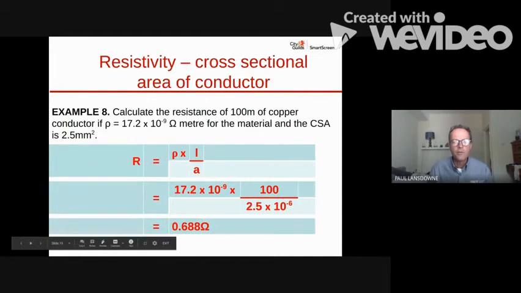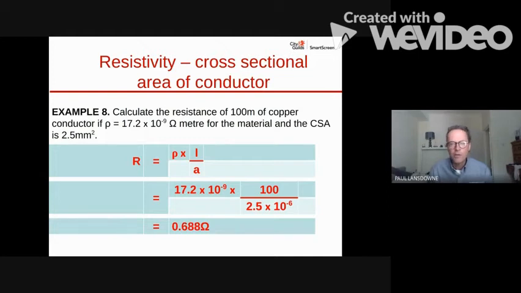And once again, we're going to go through this again. So we've got 100 meters of cable, and this is 2.5 we're going to use. We always use the same, which is 17.2 times 10 to the minus 6 for copper. We type all those digits into our calculation, and we get 0.688.